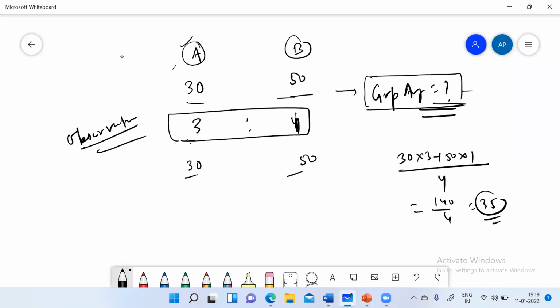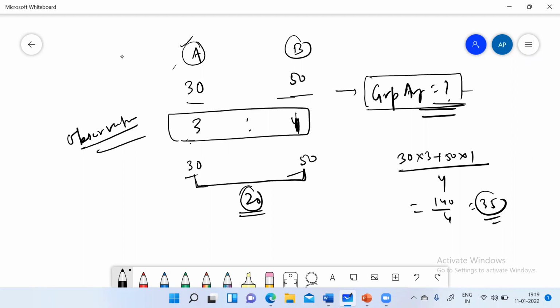So I'm giving you one more observation here. So what is the gap between 30 and 50? 20. So I can get the average value by dividing the gap in the same ratio in which group members are there.